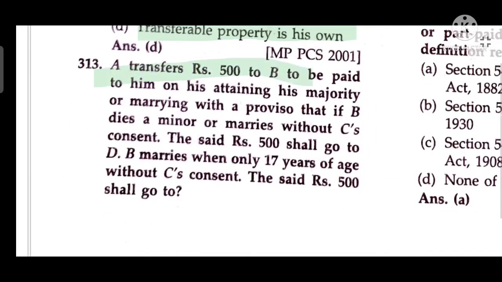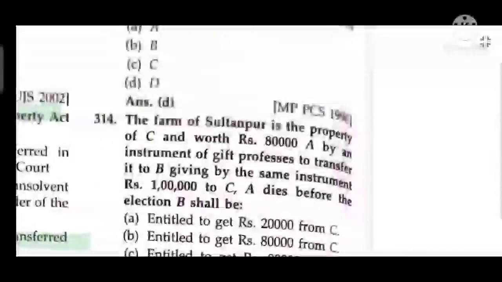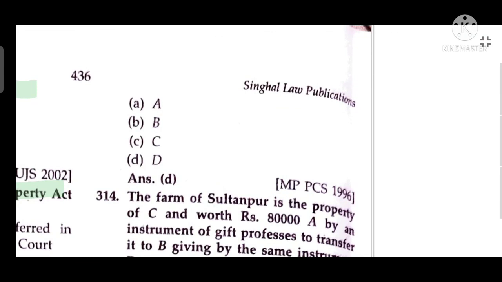A transfers rupees 5,000 to be paid to B on attaining majority or on marrying, with the proviso that if B dies a minor or marries without C's consent, the said 5,000 shall go to D. B marries when only 17 years of age without C's consent. The said 5,000 shall go to D.